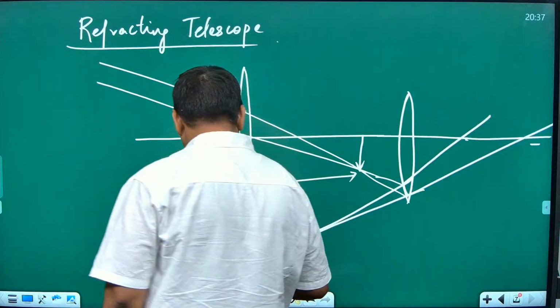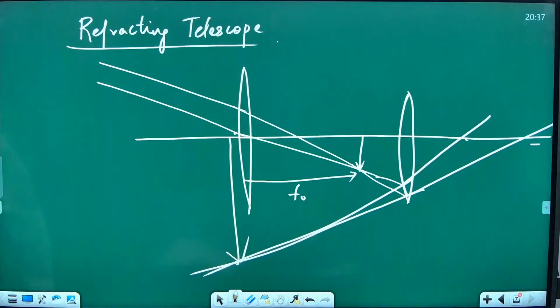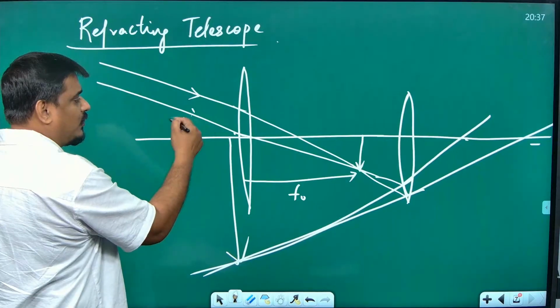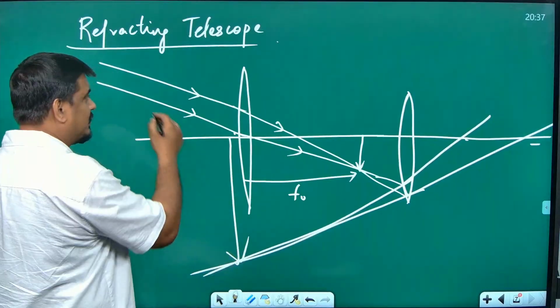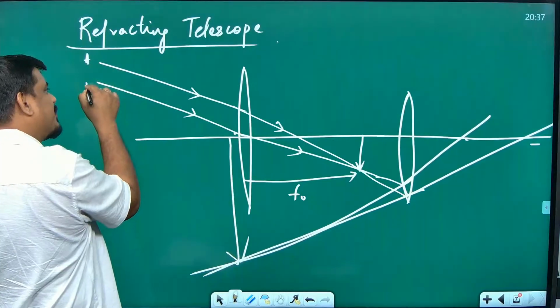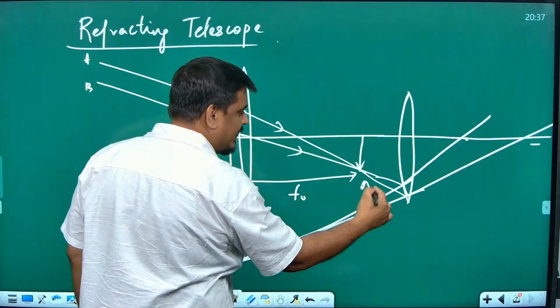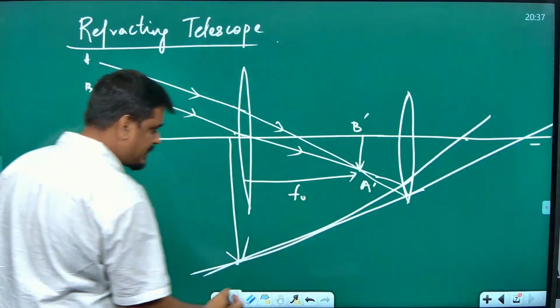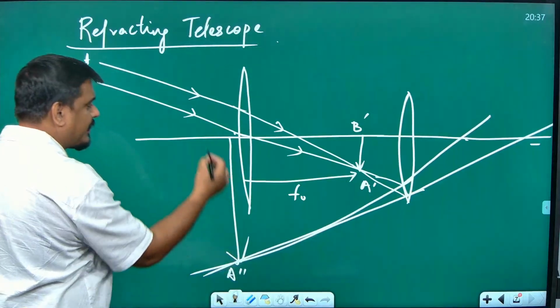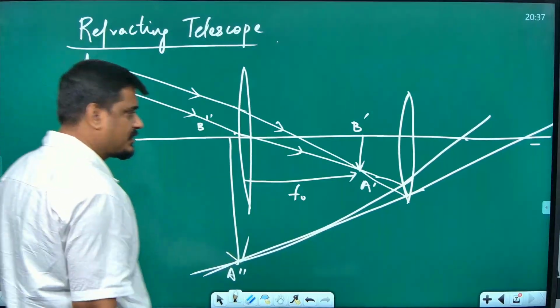Why should I teach you both the things? Directly I am teaching the NCERT thing itself. You will get more confused. So this is the objective somewhere. AB will be the object. Here I am getting A dash B dash, and then I am getting A double dash B double dash.